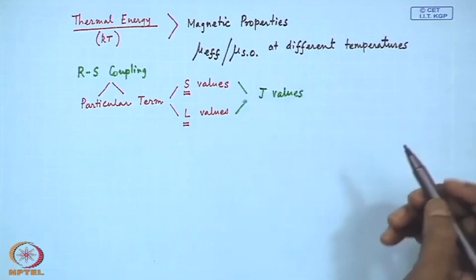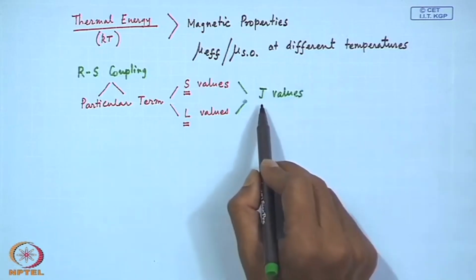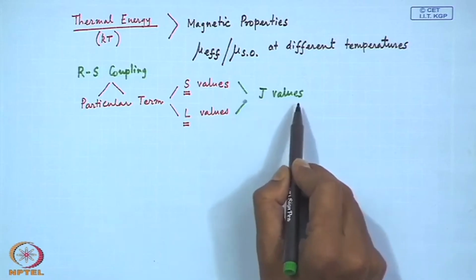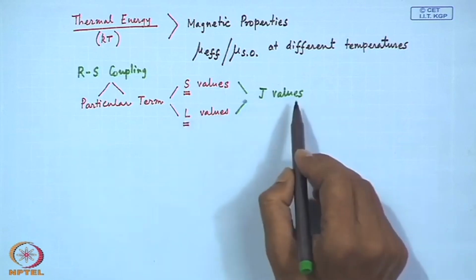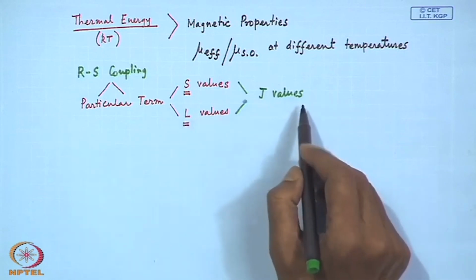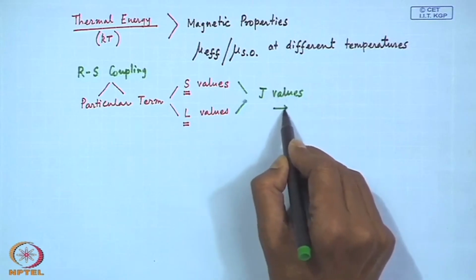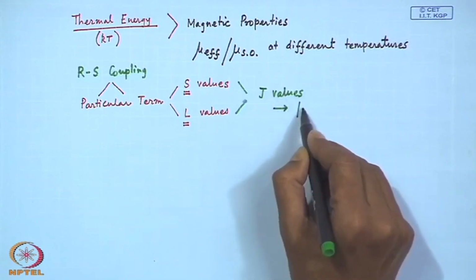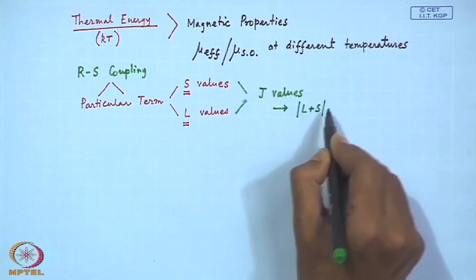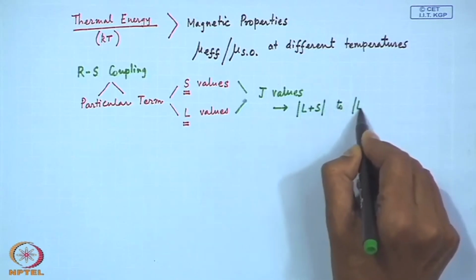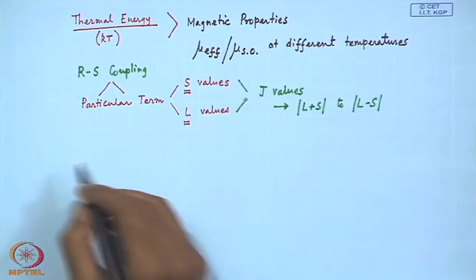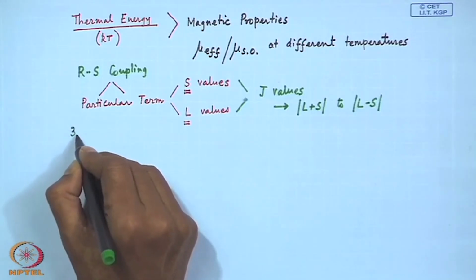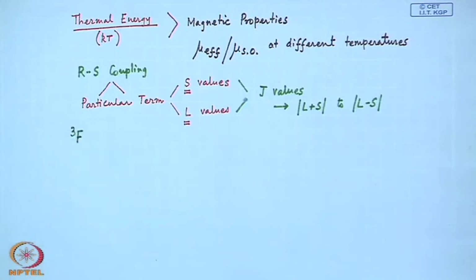So the different energy levels we can have are due to the presence of different J values. From the same L and S values, but due to the different types of interactions, these J values can range from L plus S to L minus S. So if we have a ground state term of 3F, for 3F we now know what the values are.